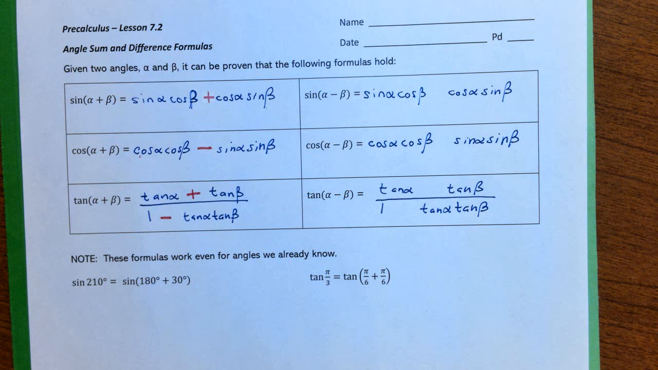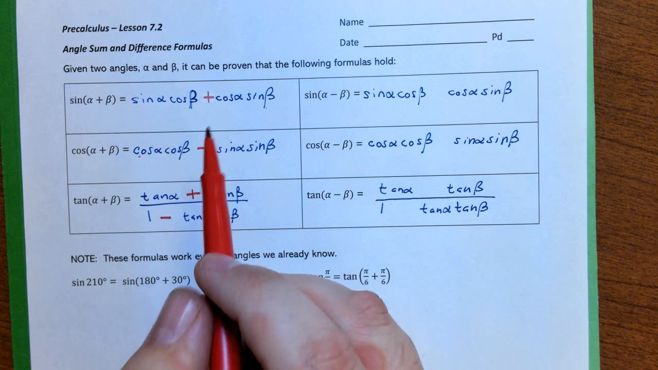Reference formulas for sine, cosine, and tangent. If I give you two angles, alpha and beta, let's say, then I can come up with formulas for the sine of alpha plus beta or alpha minus beta, and same thing for cosine and tangent. Proving these is beyond our course, and we will not discuss that.